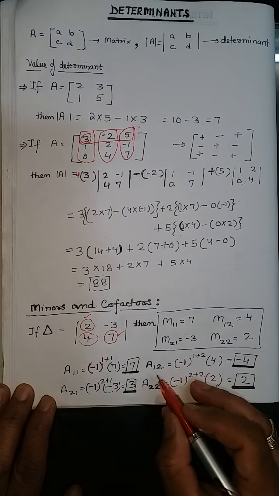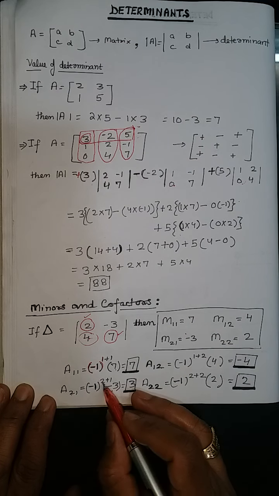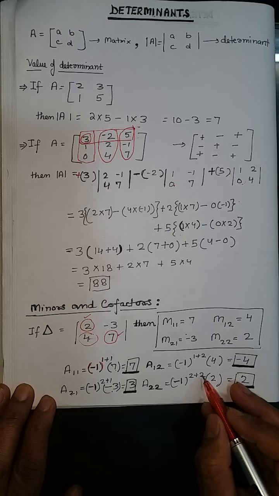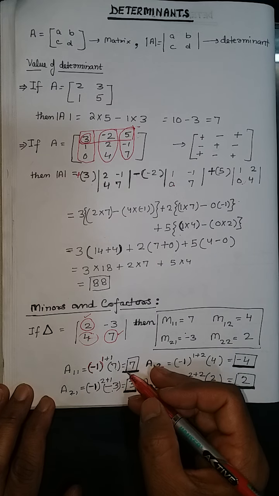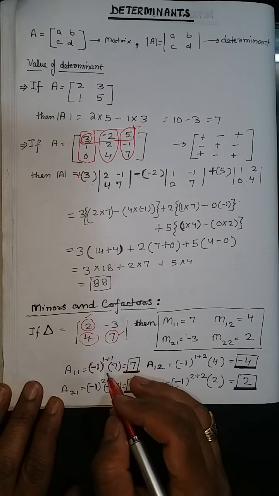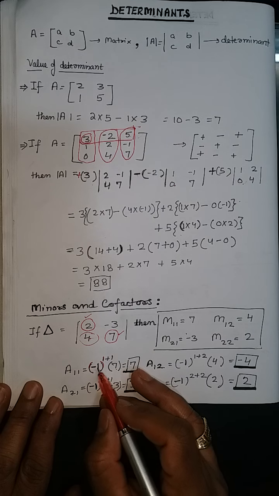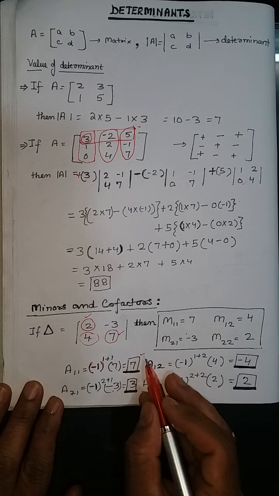1 plus 1. Here we have 1, 2, so 1 plus 2. Here we have 2, 1, that is 2 plus 1. Here we have 2, second row, second column, so add the row and column, 2 plus 2. So now you can see the answer. There will be only a change in sign between minor and cofactor. So 1 plus 1 is 2. So minus 1 to the power 2 will give plus sign, so the answer will remain the same.